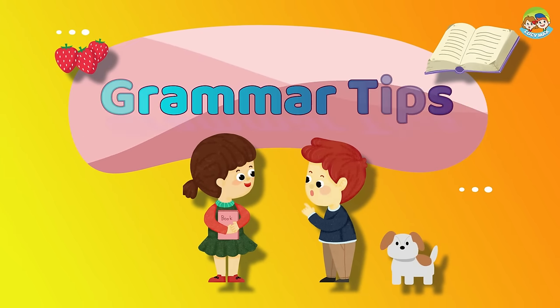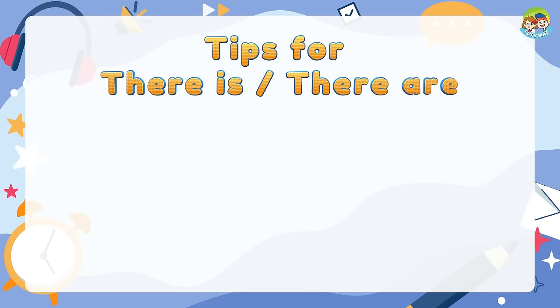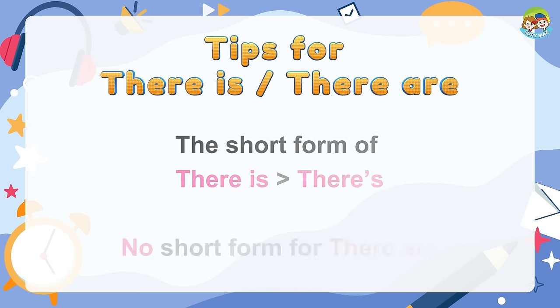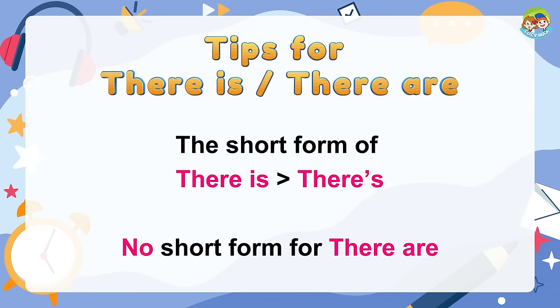Grammar tips. We will do tips for what you just listened to. Tips for there is and there are. We use there is for singular nouns. We use there are for plural nouns. The short form of there is is there's. There is no short form for there are.